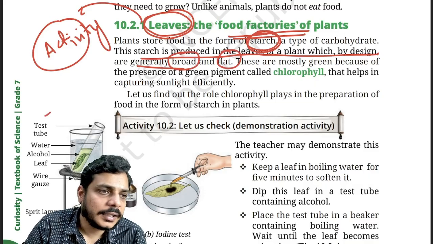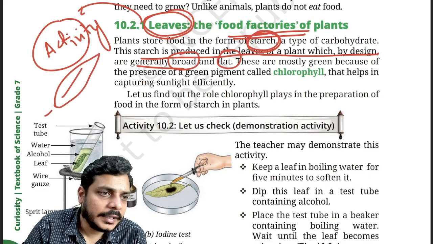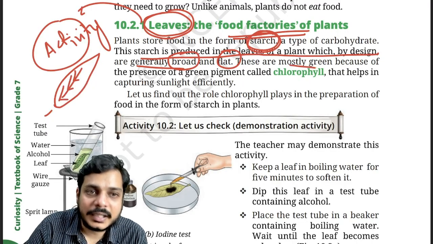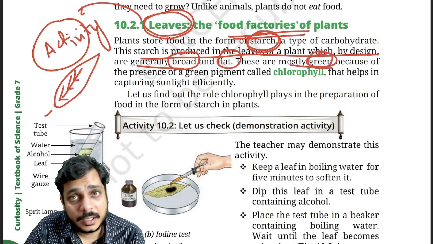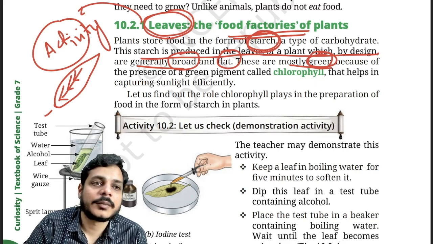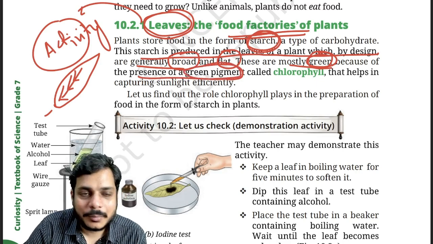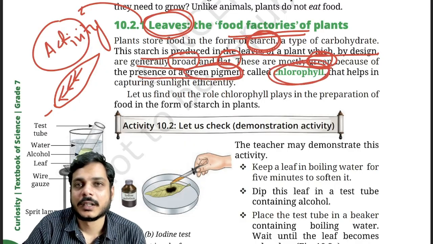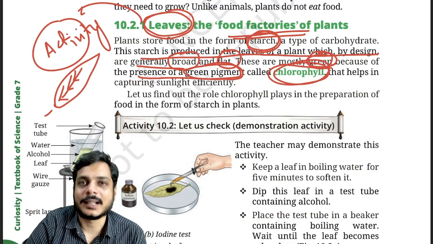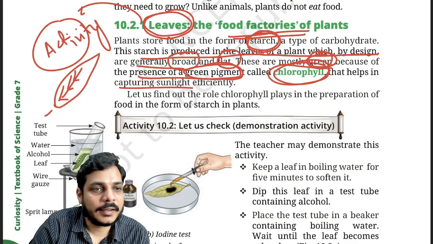So we have seen the leaves. The leaves are generally like this. You will find that this is quite broad and it is flat. These are mostly green. You will have different colors of leaves also, remember, but mostly they are green. It is green because of the presence of a green pigment in them, a green pigment that is called chlorophyll. What is the function of this chlorophyll? It is used to capture the sunlight efficiently.